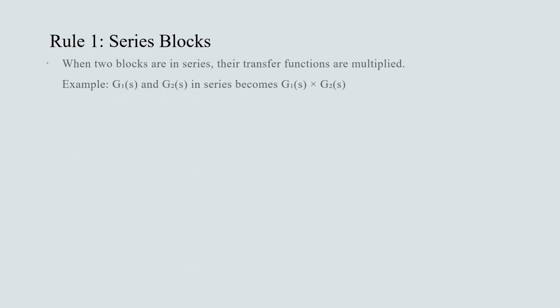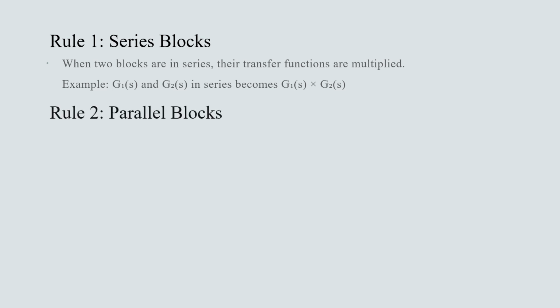Next, there are multiple rules to reduce block diagrams. Rule one is related to series blocks. Whenever two blocks are in series, they need to be multiplied. For example, G1 is one block and G2 is another block. To represent them as one block, we write G1 into G2. Then we get one series block which has the same parameters.